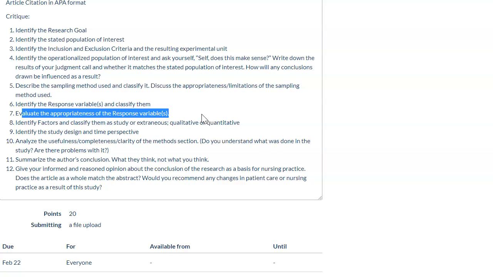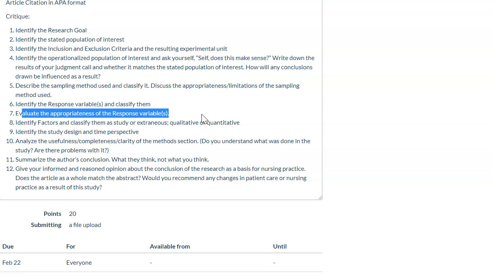I don't really know. So in terms of evaluating the appropriateness of the response variable, I would personally say that breaking down a numerical response variable and classifying it into failed or not failed, yes or no, nominal, is probably not the most appropriate way to do it.